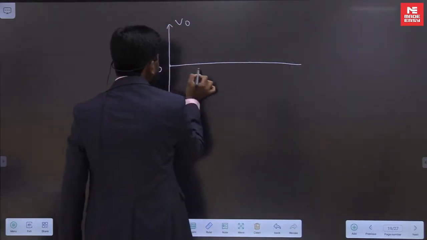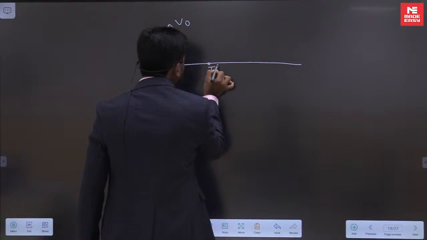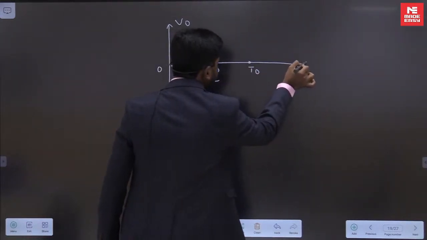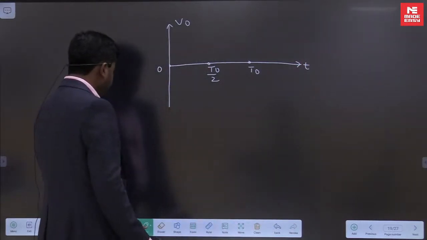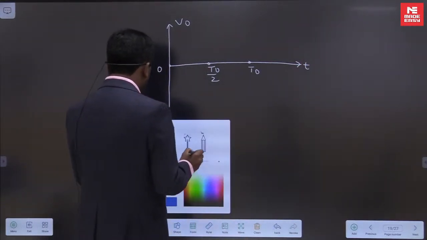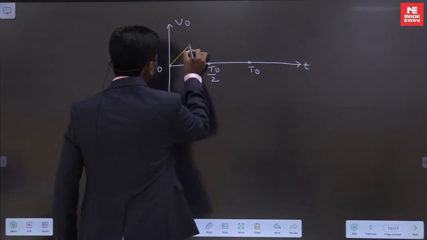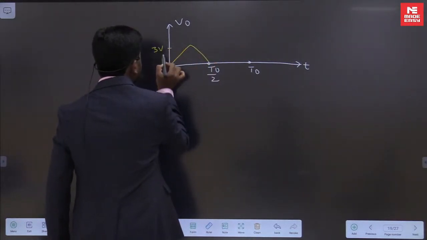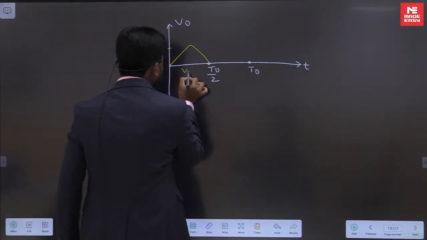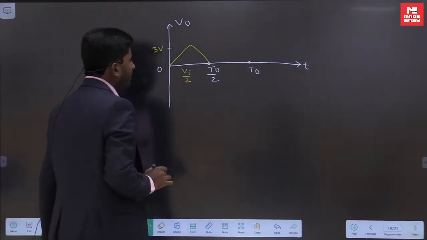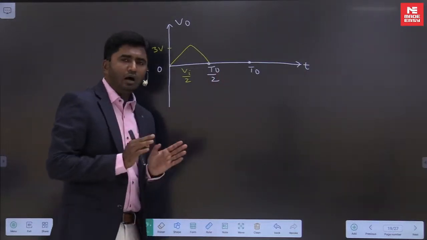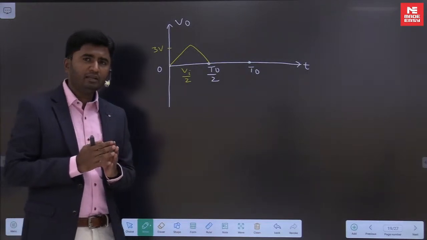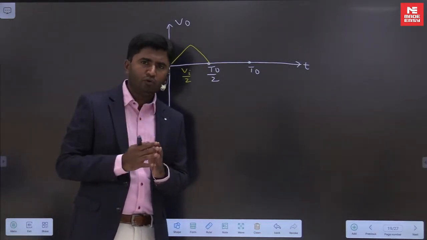This is like t equal to 0, t equal to t naught by 2, and this is t equal to t naught. From 0 to t naught by 2, output will be Vi by 2. Vi by 2 means it will increase up to 3 volt. Okay, this is like Vi by 2, and in this interval output is minus Vi by 3. Minus Vi by 3 means output will become positive only.